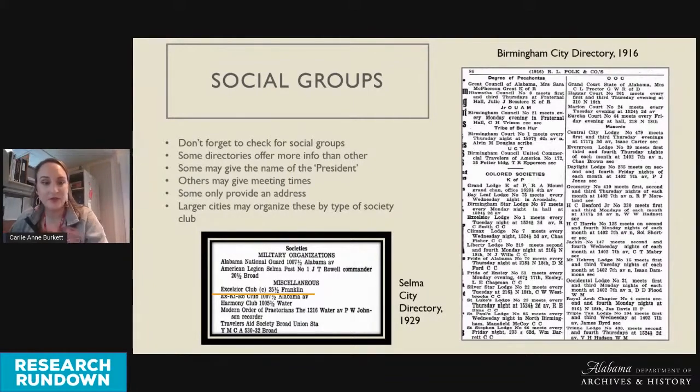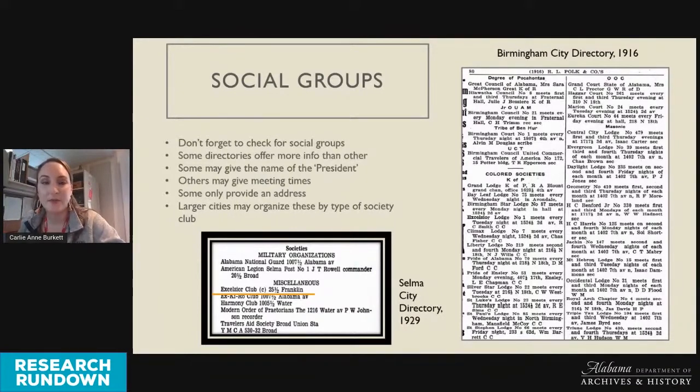But sometimes you can see, in one example, there's only one African American social group in Selma in 1929. I've got it underlined here in orange. And the other image is of the Birmingham City Directory, and you can see that under colored societies, it starts all of the social groups in Birmingham that are African American in 1916. And this went on for literally pages. So there are many, many, many in that area.